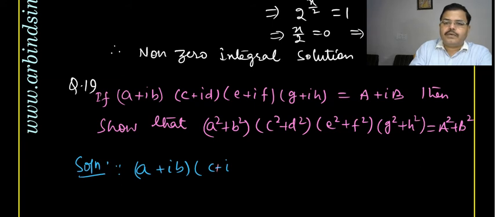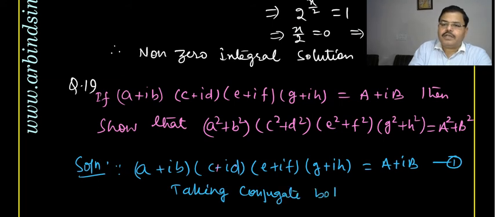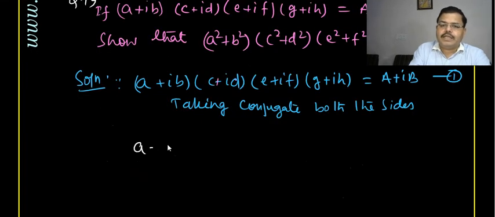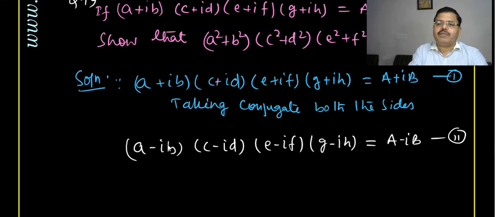So C plus iota d and E plus iota f and G plus iota h is equal to A plus iota b. You may write taking conjugate, but I am writing here replacing conjugate both the sides. Taking conjugate both the sides, that will be A minus iota b, C minus iota d, E minus iota f and G minus iota h as equal to A minus iota b. Even you can write replace iota by minus iota.